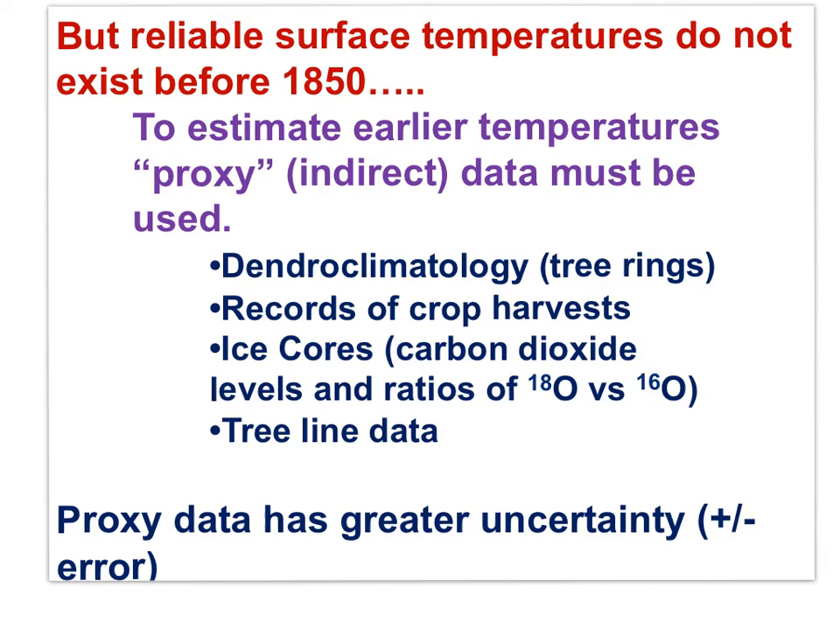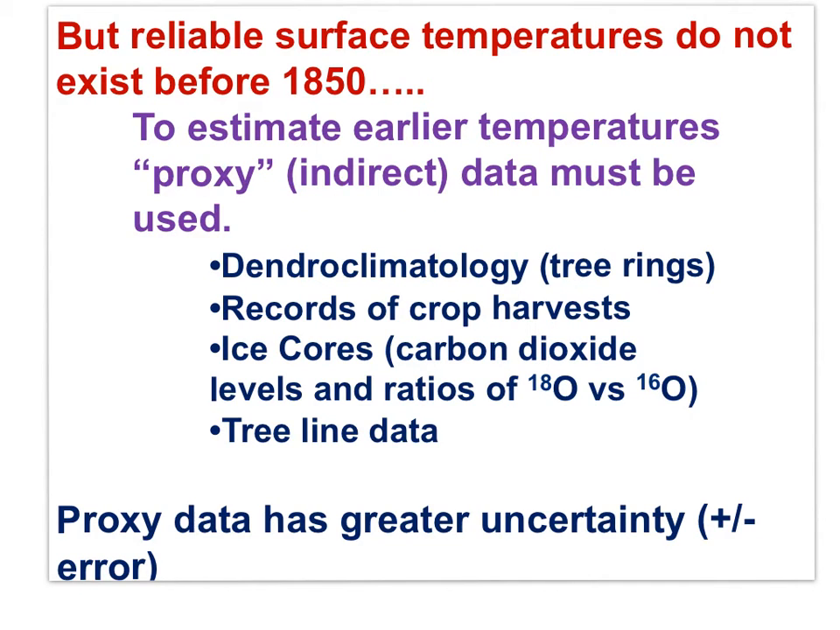So how do we estimate the temperatures of the Earth before 1850, before a time when we had thermometers that we would deem as reliable instruments? What we use is what's called proxy data, indirect data, so that all of our estimates of temperature prior to 1850 would be indirect proxy data.